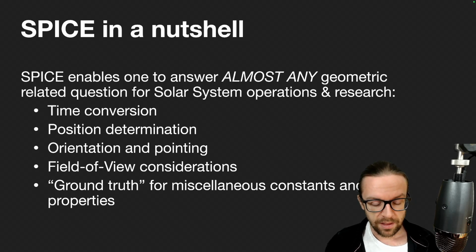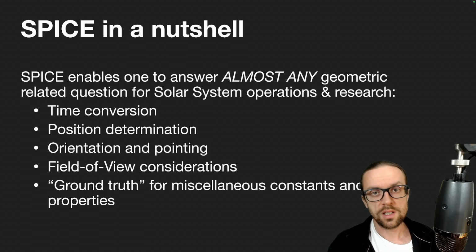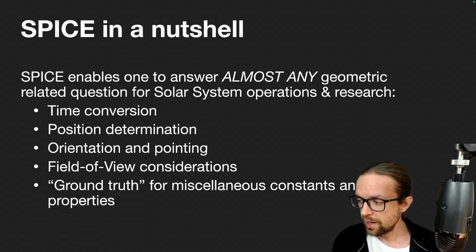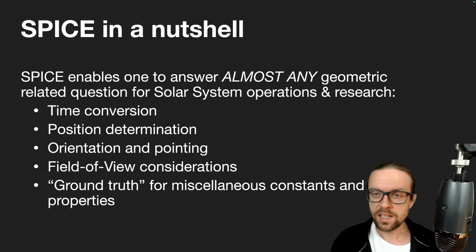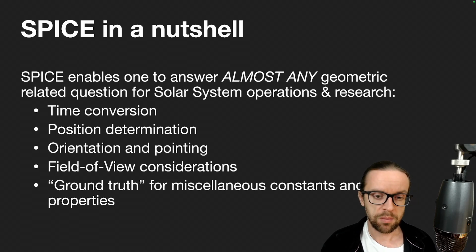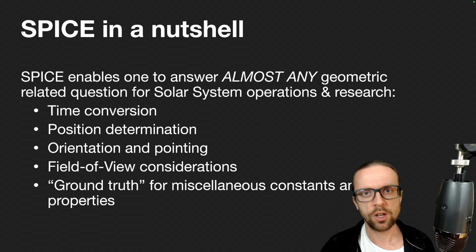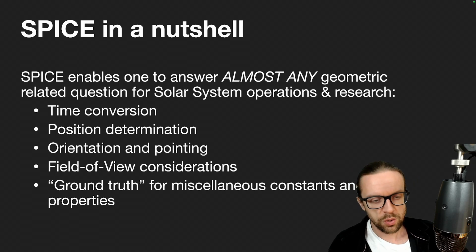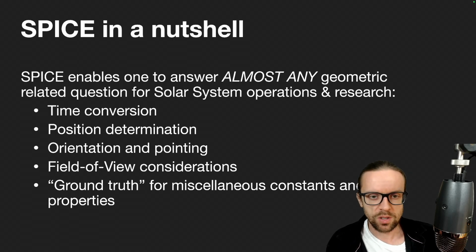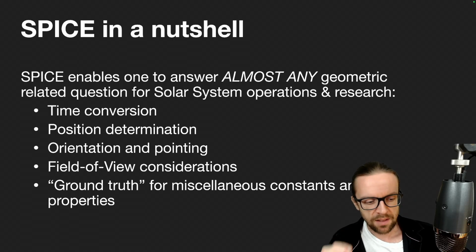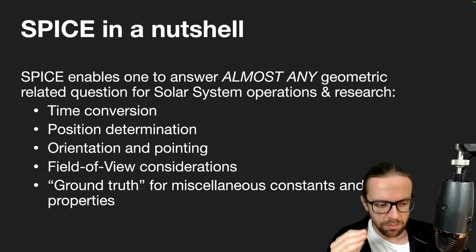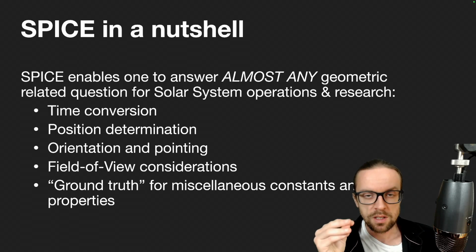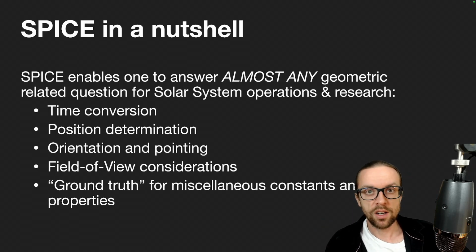Yeah. The other thing is also that we need a ground truth for miscellaneous constants and properties. So for example, what is one astronomical unit? What is, for example, also the mass of the Earth, the mass of the sun, the gravitational constants, and what have you. The point is, these values, you can of course download them from the internet, but yeah, where do you take the most recent results? And if we commit to SPICE, then we can say, okay, all ground truth values are also within this toolkit that we can use later on.